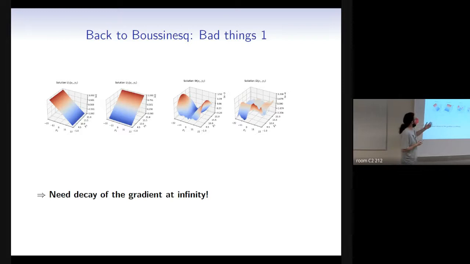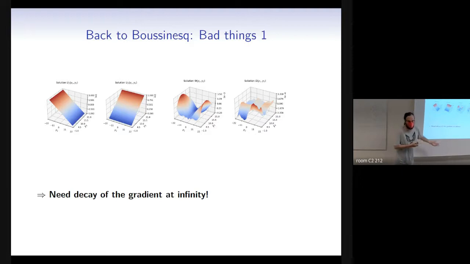Some bad things that we want to prevent are these spurious solutions where u is linear and all the other solutions are zero. To avoid that, we need some decay of the gradient at infinity. We want to avoid zero, which of course is a solution, but it's a solution we don't want. We also want to avoid these spurious solutions, so we need to impose some decay of the gradient at infinity, just to not select them by the neural net.